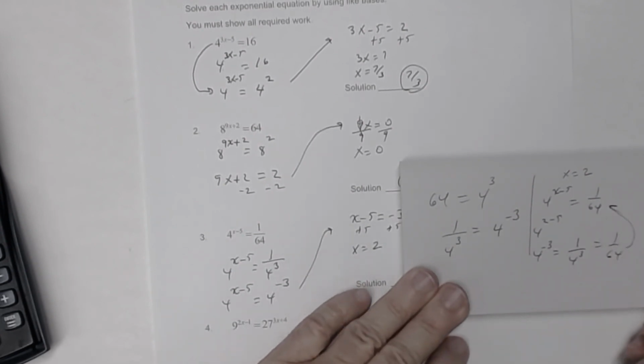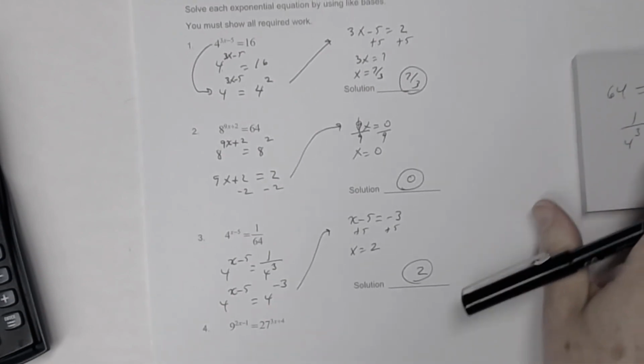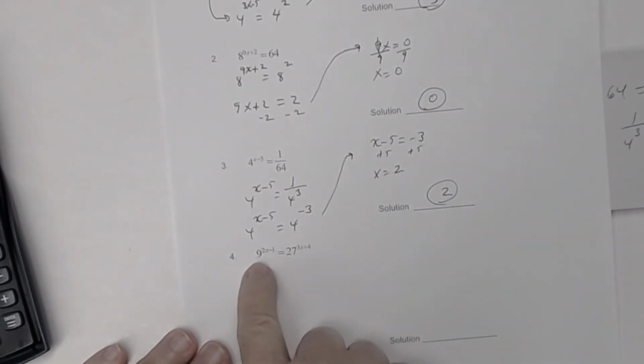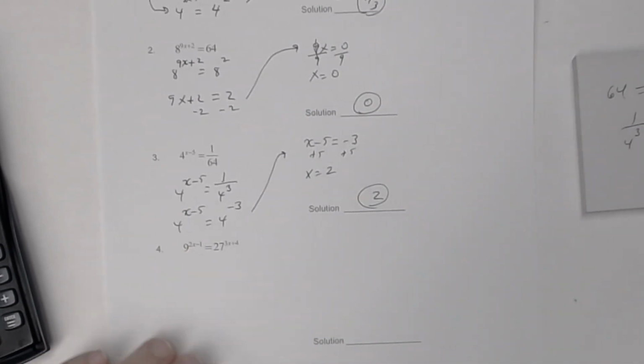And so those are equal. All right, number 4, let's take number 4. So I have this base here is 9, this base here is 27. So let's think about 9 and 27.